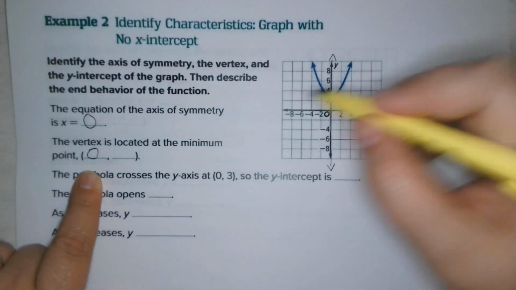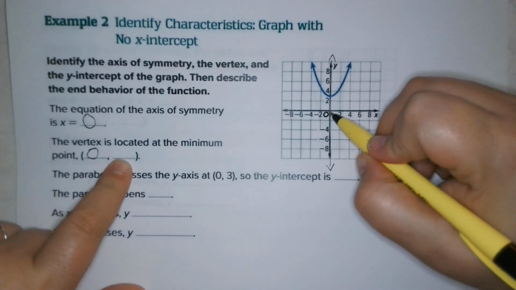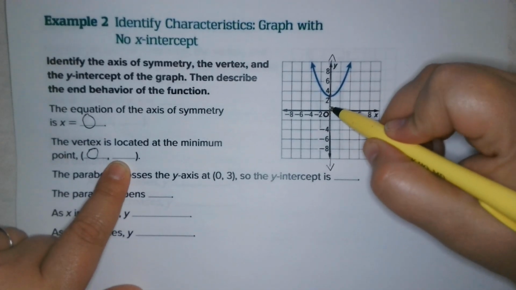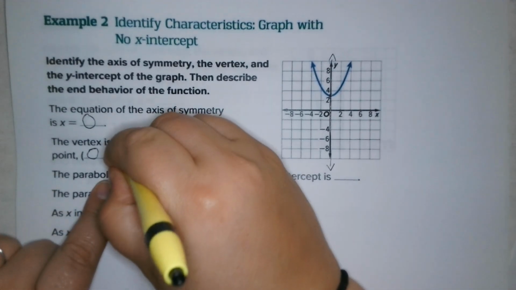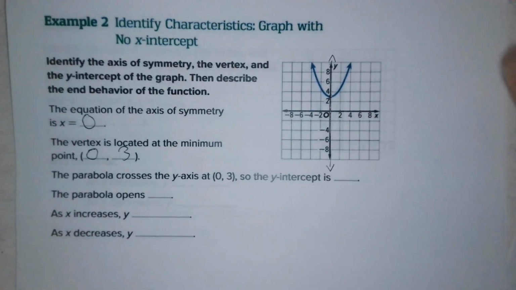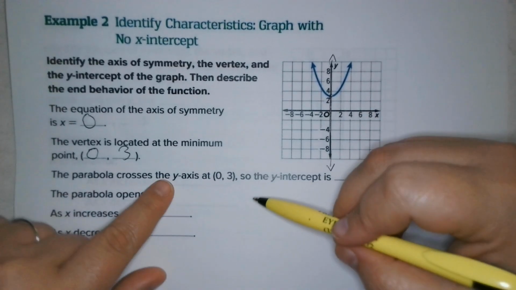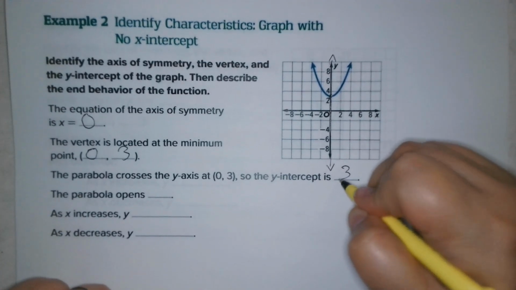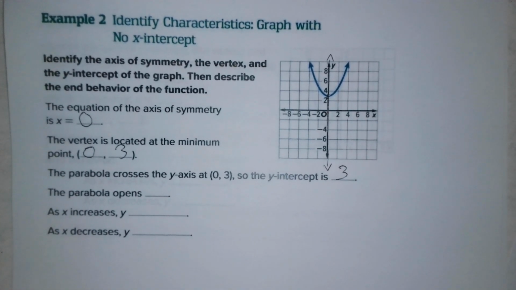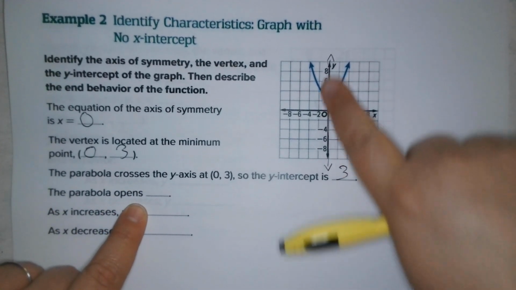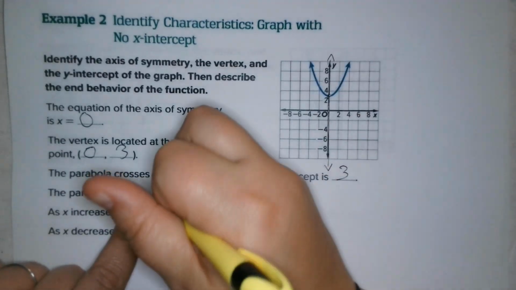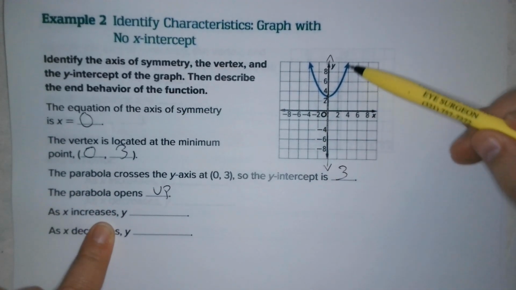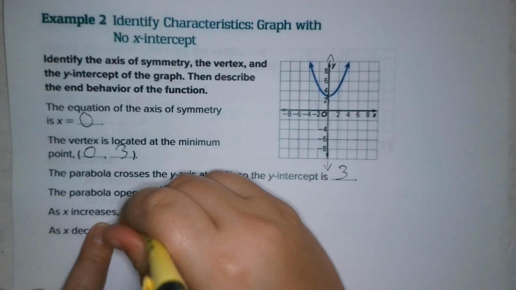So it shares the x as 0, but what is that vertex? I've got 1, 2, 3. So (0, 3) is my vertex. The parabola crosses the y-axis still at (0, 3), so the y-intercept is 3. It's that y value. This parabola is opening what direction? It's opening up.